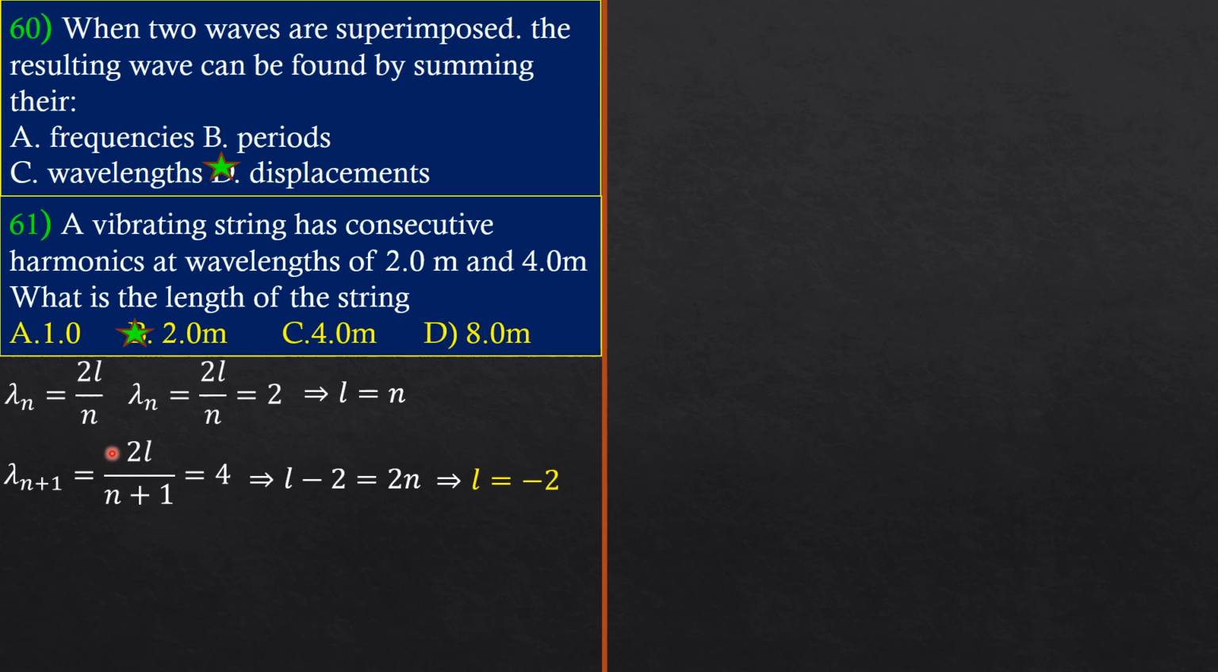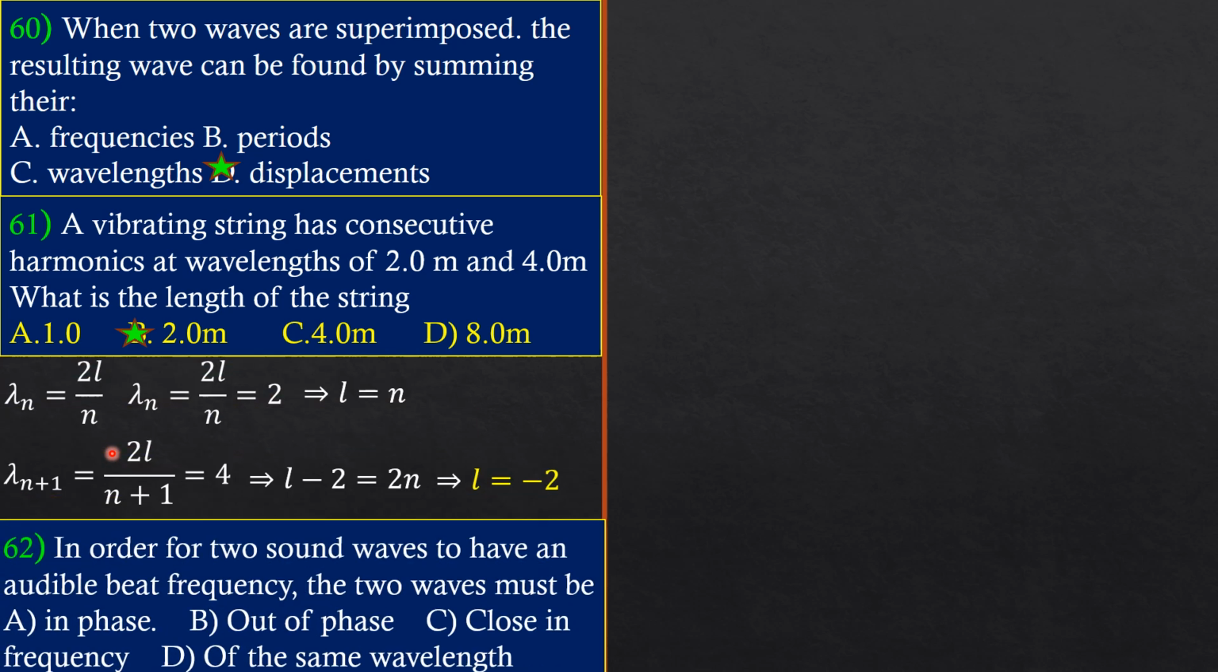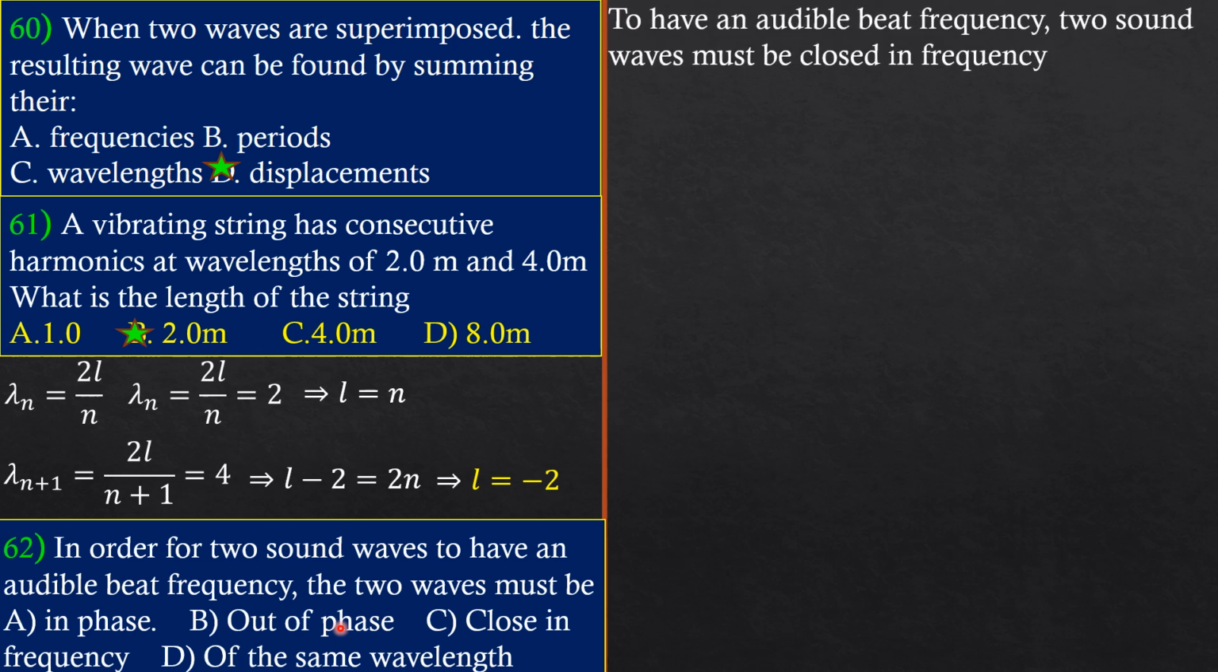Question 62 simply reads that in order for two sound waves to have an audible beat frequency, the two waves must be A in phase. Wrong, guys. B out of phase. Not correct. C close in frequency. Great. Option C is the best option. It's the best option because to have an audible beat frequency, the two sound waves must be very, very close in frequency. If the two of them must interfere to produce a much audible beat, they must be of very, very close frequency. So option C is the best option.